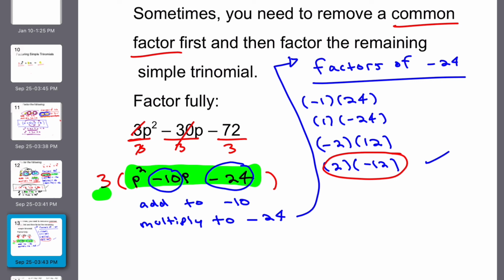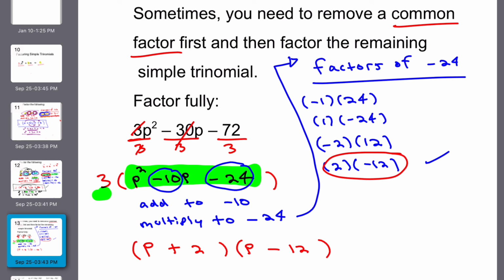Okay. So we get brackets. We put our variable there. This time our variable is p. So we put p there, p there. And then we got our two numbers, positive 2 and negative 12. So we go plus 2, minus 12. Again, the order didn't matter. I could have done the minus 12 first, plus 2 second.